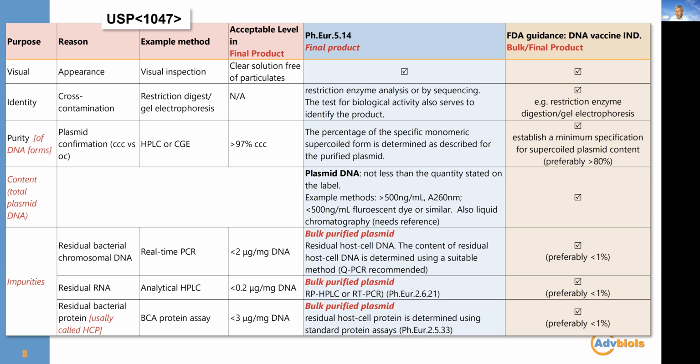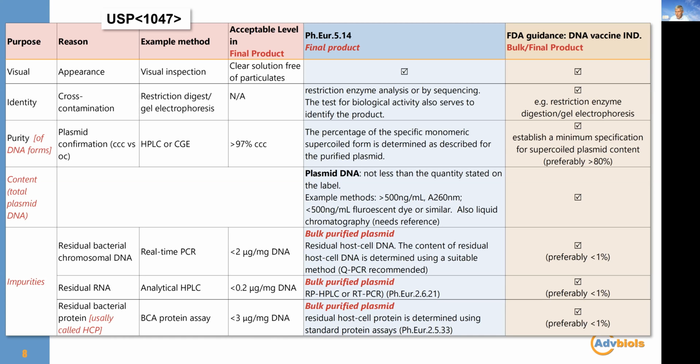So I obviously went to USP 1047 as primarily a US audience. I thought it would be useful to include the European Pharmacopoeia's 5.14. And I had discovered that the FDA have a very nice guideline for DNA vaccines for IND stage, which I felt contained a bit more information on plasmids than their, say, gene therapy guidelines. So I wanted to draw your attention to that. So I included that in this table as well.